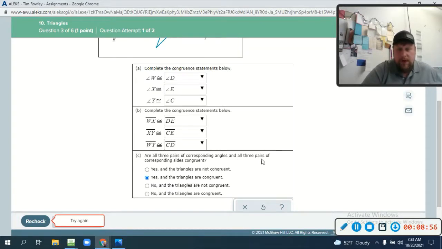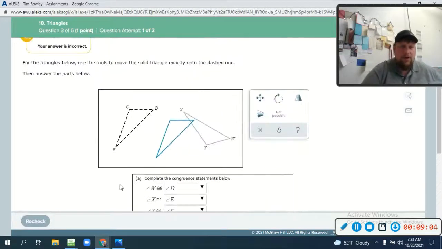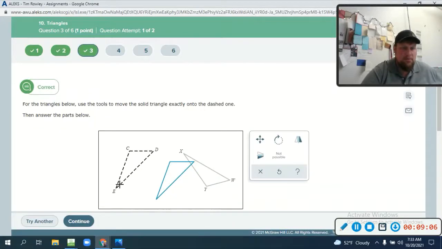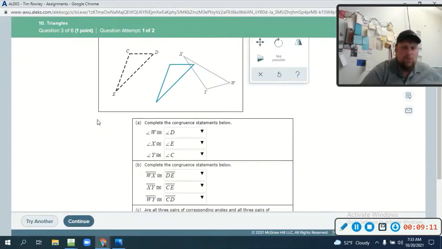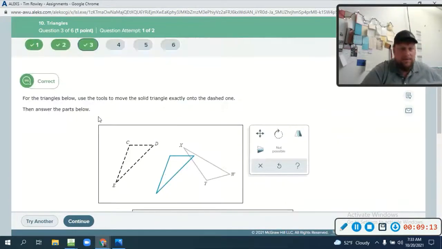Are all three corresponding angles and all three pairs of corresponding sides congruent? Yes, the triangles are congruent. Let's check it. How do we do? Correct. Boom, right there. Awesome. We got it going on.